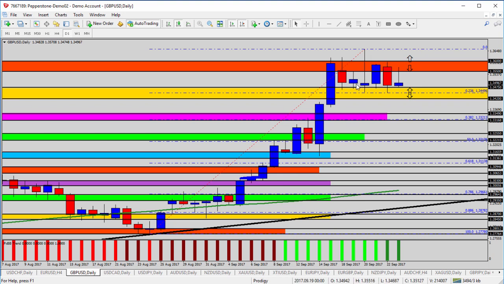Until then, just like the past 6 days, bouncing off the yellow zone may produce some intraday opportunities to go long, or the orange zone intraday opportunities to go short for the pound dollar this week.